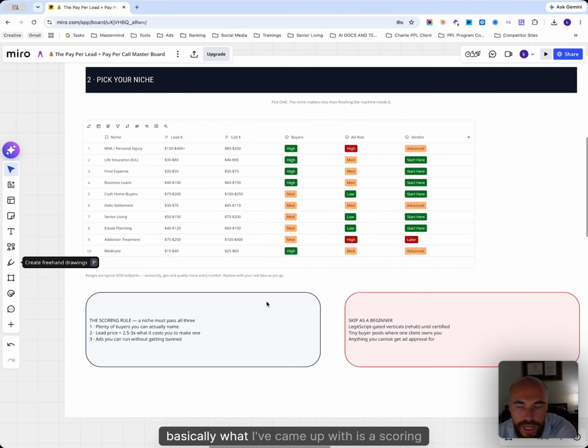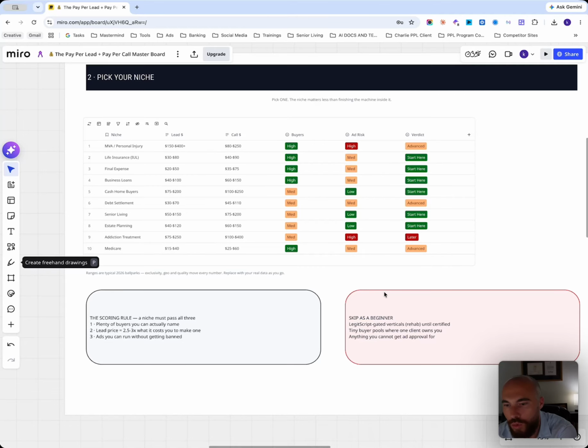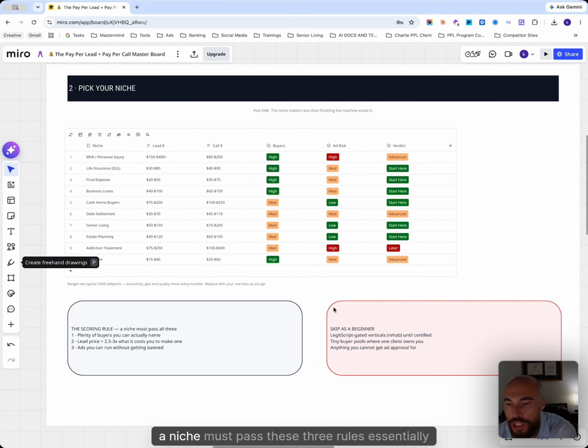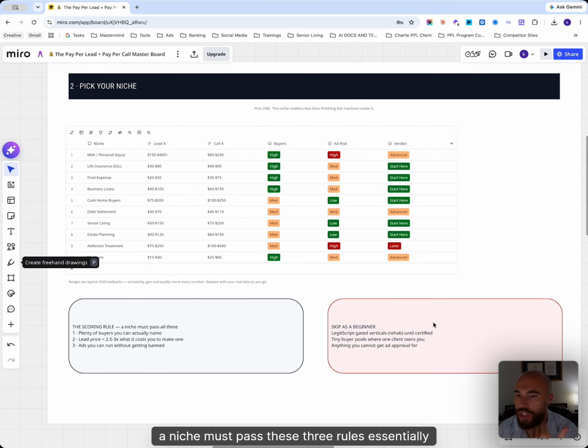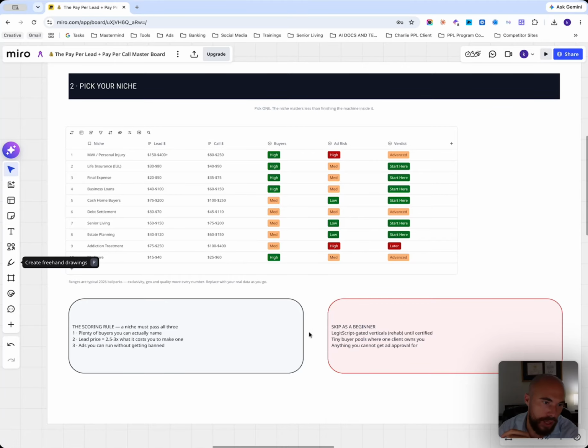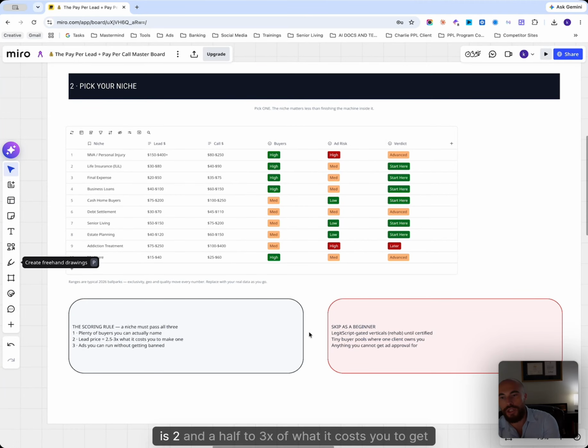Now, basically what I've come up with is a scoring rule. So a niche must pass these 3 rules, essentially, for it to be a niche worth your time. So there's plenty of buyers, okay? The lead price is 2.5 to 3x of what it costs you to get one. And then ads you can run without getting banned.